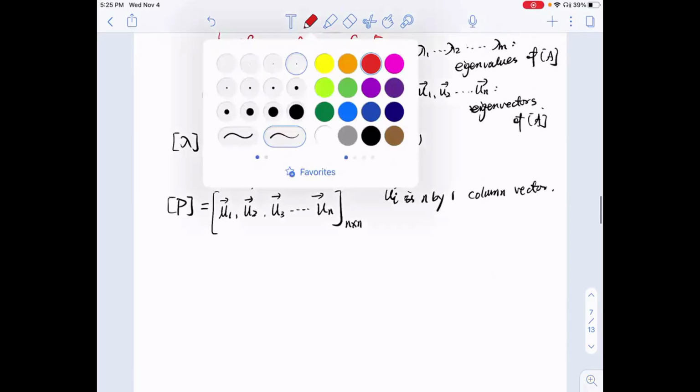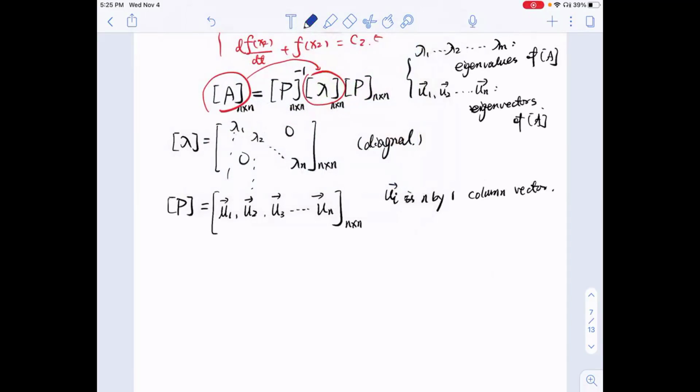Perhaps I need to give you a refresher on how to find lambda and P. In order to find your lambdas, you need to solve this equation: the determinant of lambda I minus A equals 0. Again, your I is the identity matrix. Then you're able to find n solutions. That's how you find your eigenvalues.